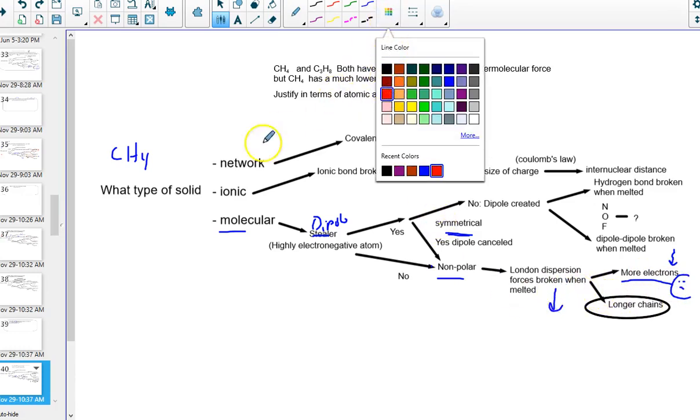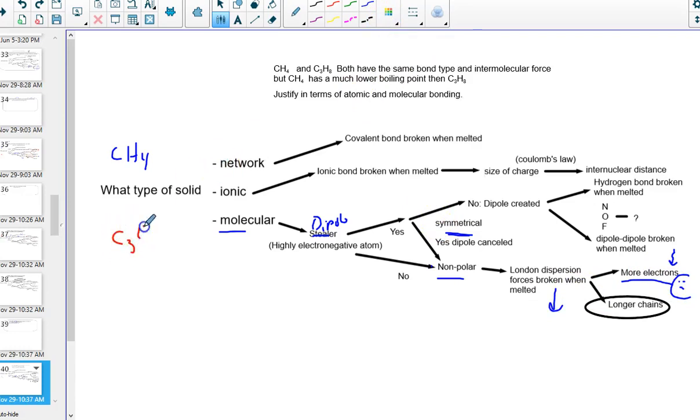Here we go, in red is going to be the C3H8. Again, molecular. Is there a dipole moment? No, it's nonpolar. We have London dispersion forces that are broken, but we have a little bit longer chains. So these are the two talking points that we would want to discuss with these two guys. This guy might be a little larger because of the longer chains, more polarizable.